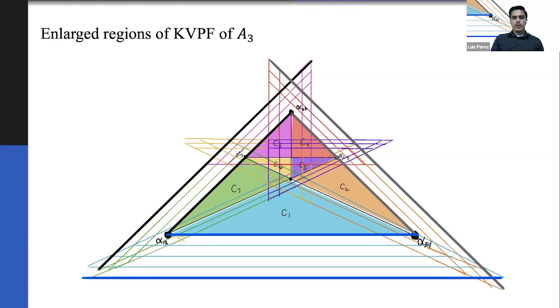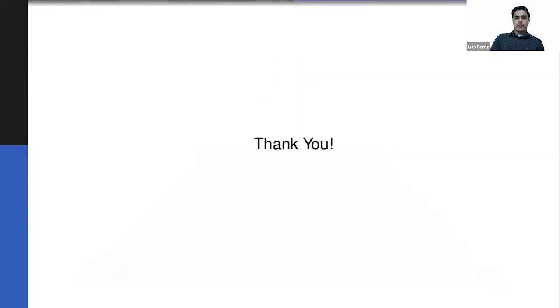The pattern that we discovered is that the linear factors that appear are exactly the expressions of the equations that define the outer walls, which are represented by the bold lines in blue, black, and gray. This completes a short summary of my research. Thank you.